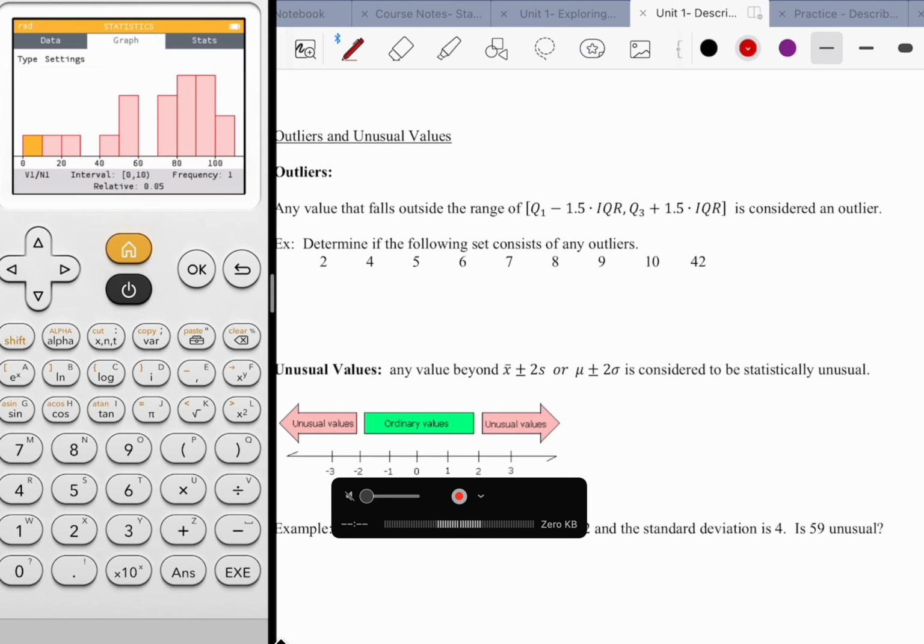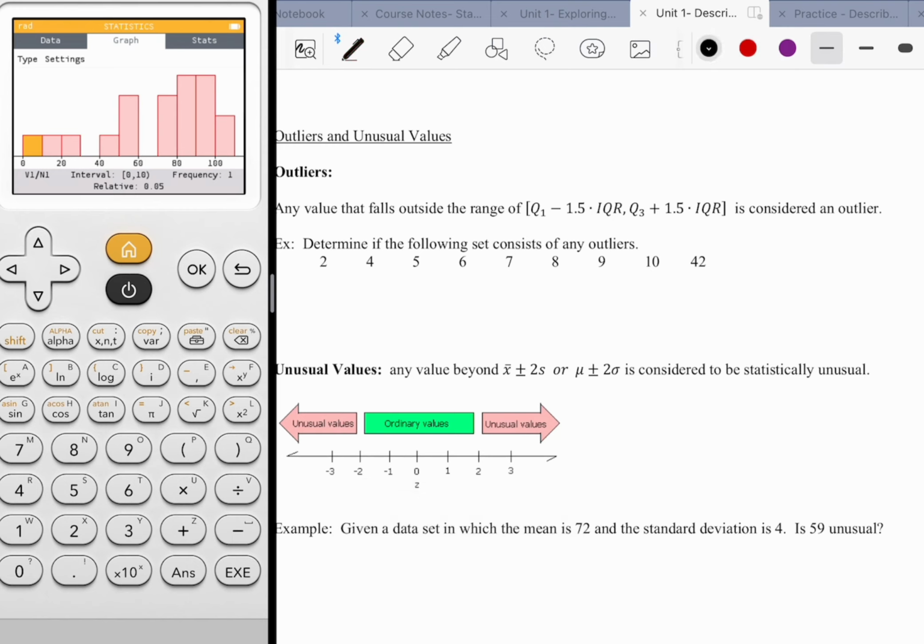So the Q1, if you think about a box plot, you have a 5-number summary. That summary consists of the minimum, the Q1, the median, the Q3, and the max.